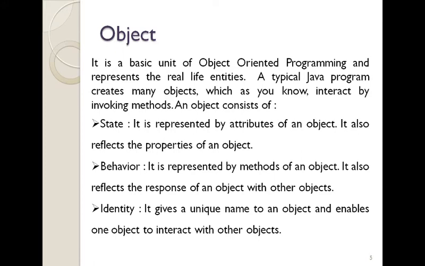And the third one is the identity of the object. It gives a unique name to an object and enables one object to interact with other objects. What is the identity? Identity of a car means whether it is a Swift or a WagonR, these are the special identity of that particular object.